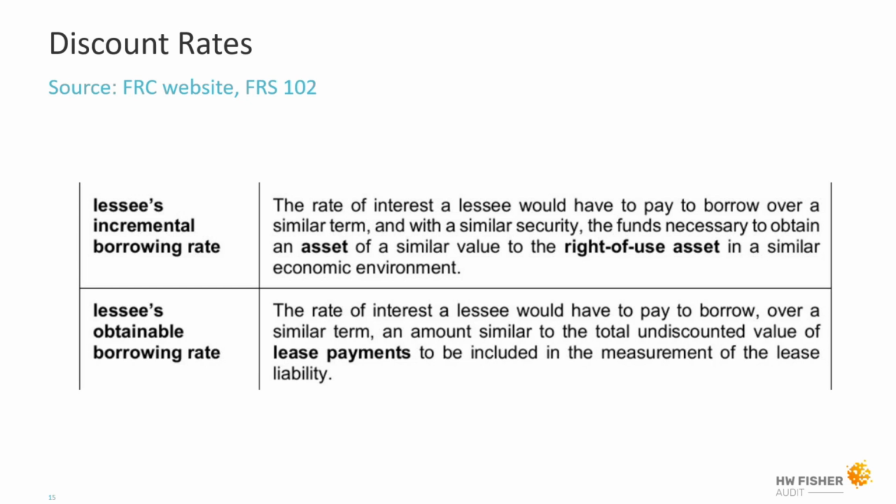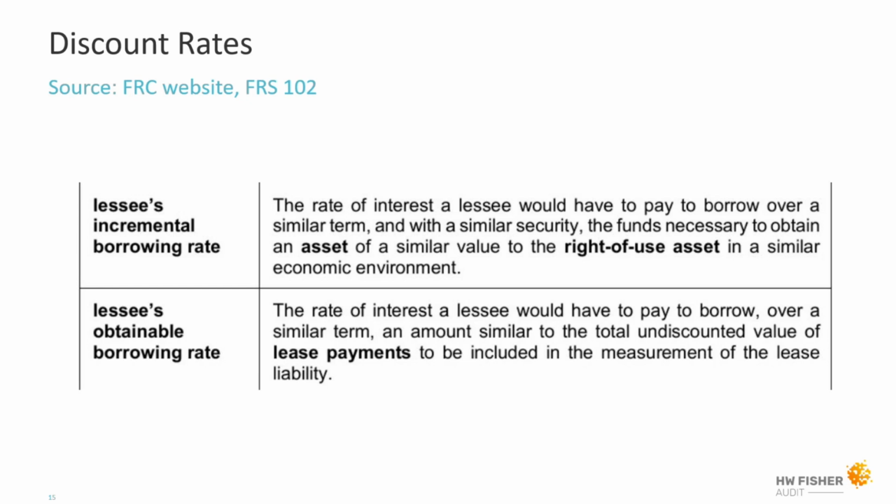The lessee's obtainable borrowing rate is possibly a bit easier, a bit more straightforward. It's the rate of interest a lessee would pay to borrow over a similar term, an amount similar to the total undiscounted value of the lease payments. So if over 10 years you were paying £1 million for a lease, how much would it cost you to borrow £1 million today from an external market, not from a parent or related party? That's the obtainable borrowing rate, and that could be quite high.